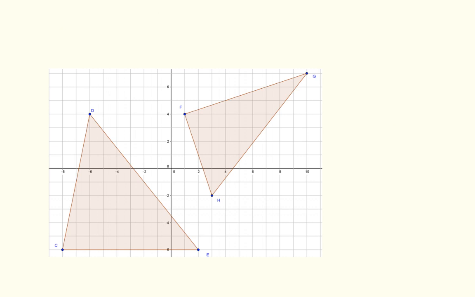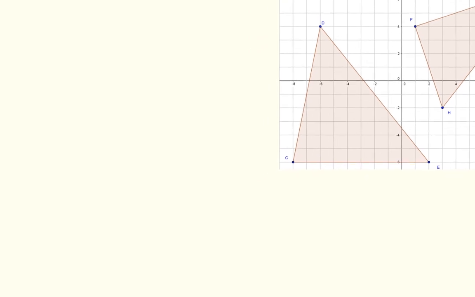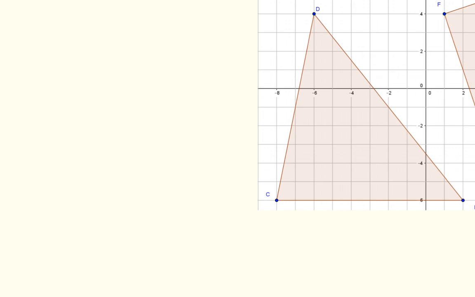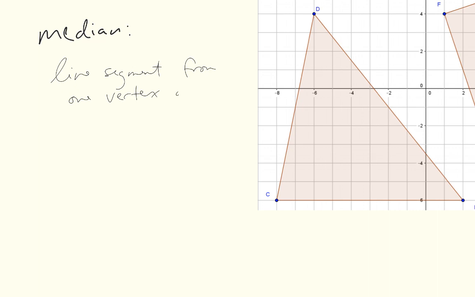So first we're going to look at a median, and we'll use this triangle CDE here. And a median is, by definition, a line segment that goes from one vertex, right? And you know a vertex is one of the corners. One vertex of a triangle to the midpoint of the opposite side.